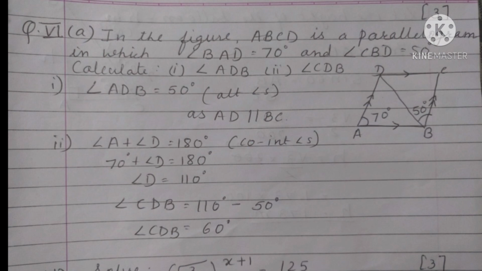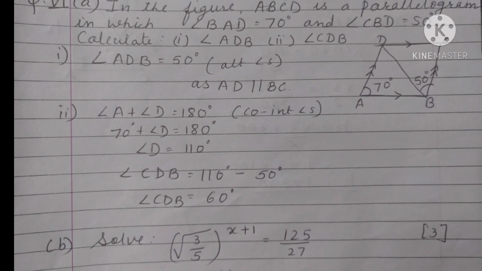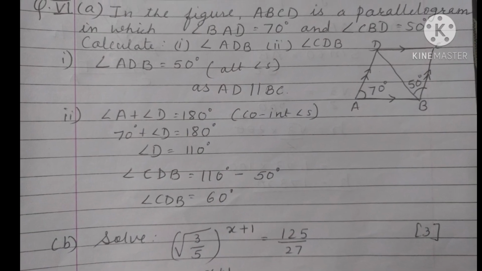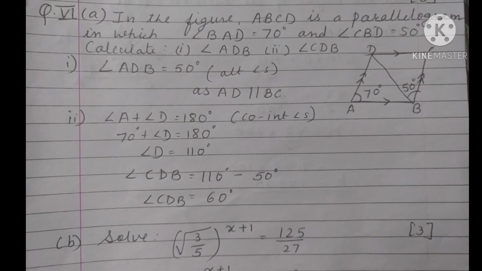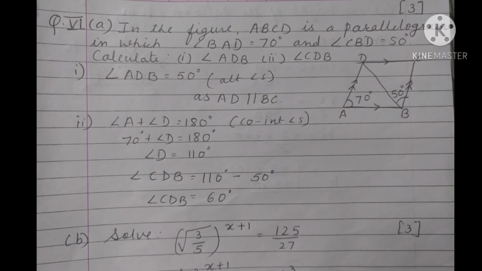So we can write angle A plus angle D is 180 degree. But we got one answer as A value is 70 degree. So placing it, we get 70 degree plus angle D is equal to 180 degree. Angle D is equal to 110 degree. So angle CDB is equal to 110 minus 50 degree. So we get both the answers, one is 50 degree and the angle CDB is 60 degree. Question number 6, B part.